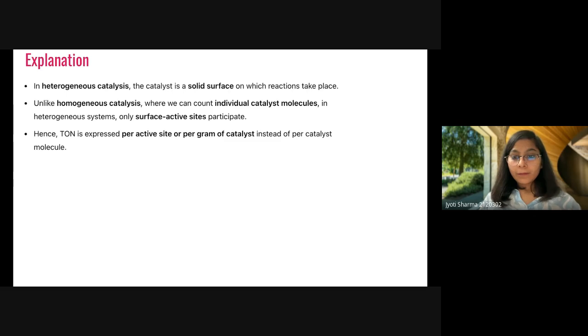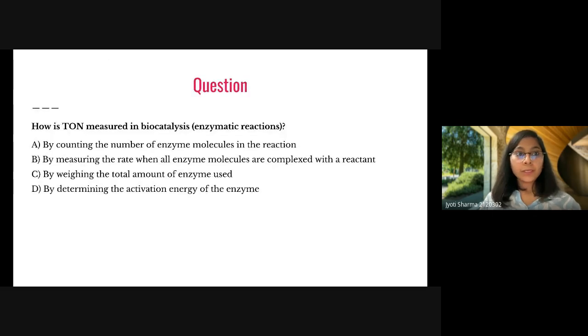Next, coming to the next question. How is TON measured in biocatalysis? The options are: by counting the number of enzyme molecules in the reaction, by measuring the rate when all enzyme molecules are complexed with the reactant, by weighing the total amount of enzyme used, by determining the activation energy of the enzyme. So what do you think? What should be the right answer?